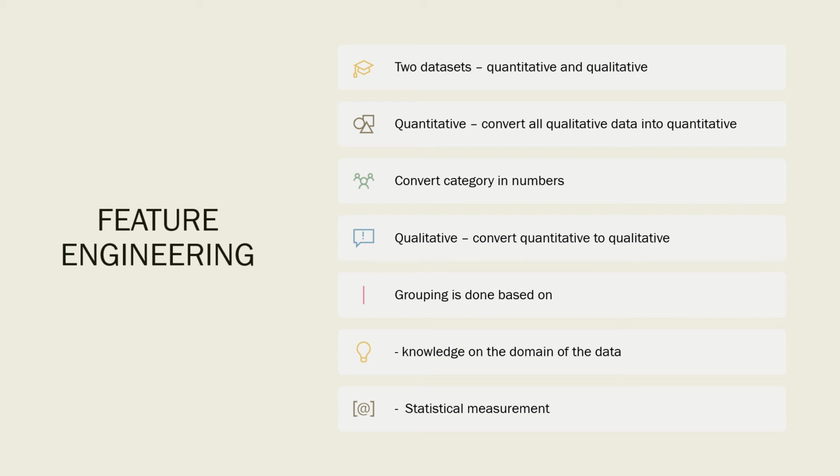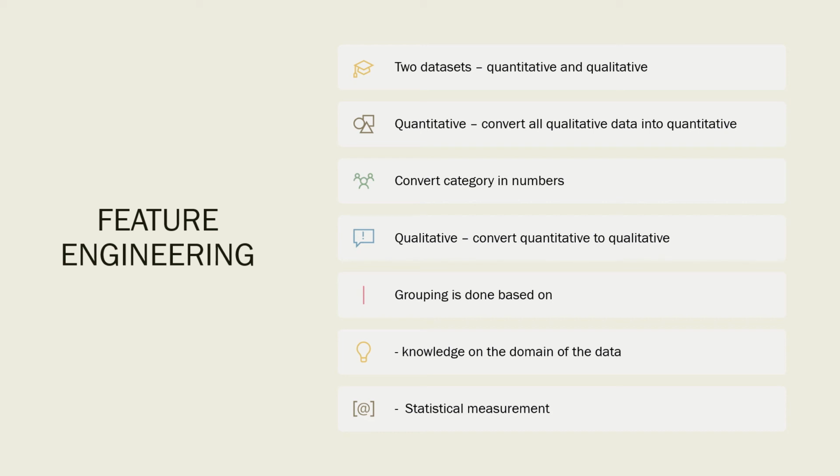For example, before feature engineering, there are categories like loan status, which is fully paid, charge off, and then also late payment. So we will categorize in terms of numbers, like 0, 1, 2, 3, 4, and so on.